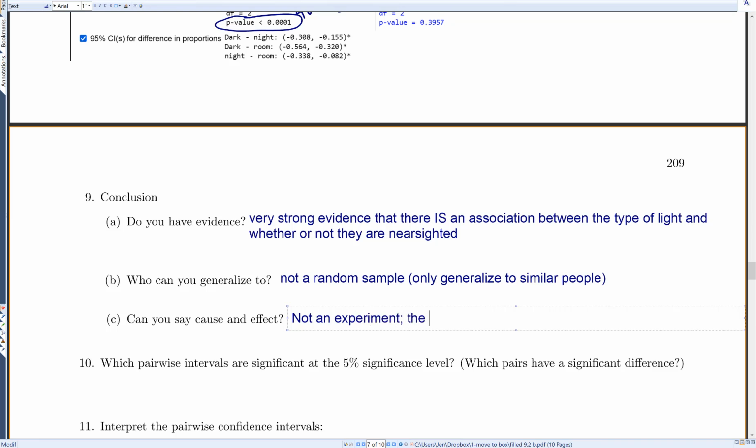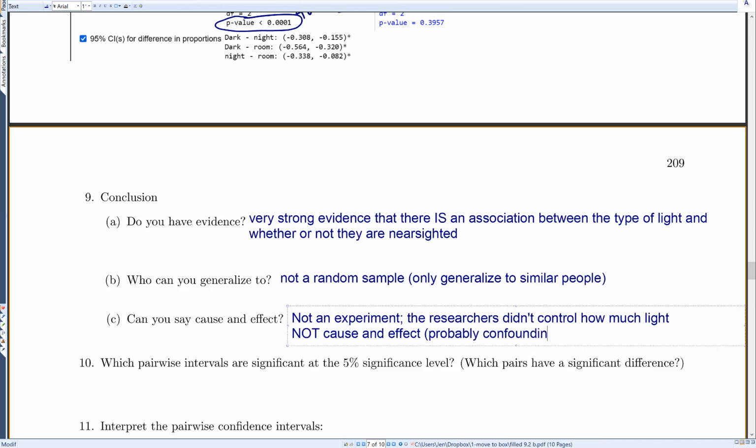Okay. The researchers didn't control how much light they had in their room. Okay. So not cause and effect. There's probably confounding factors, like maybe whether or not the parents can see well. Maybe that's why they leave the light on, because the parents can't see well.